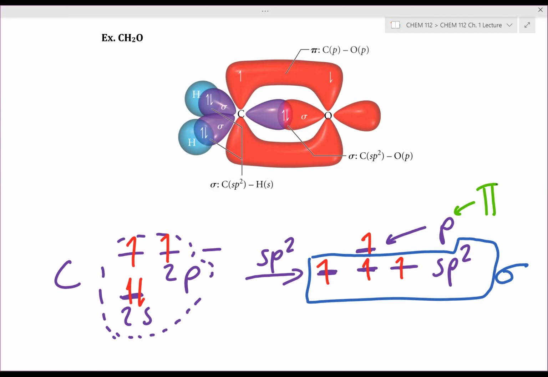Also, make sure you're comfortable drawing Lewis structures as well. Since as part of these problems, it's helpful to also draw a Lewis structure as well.